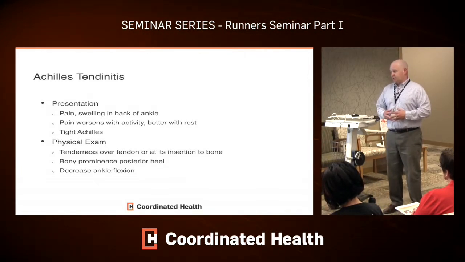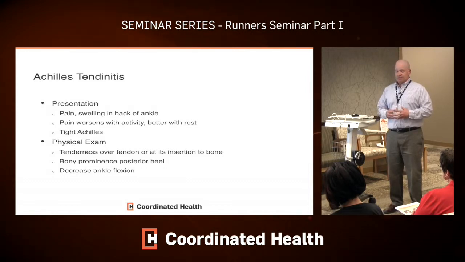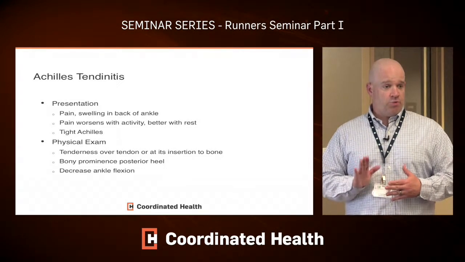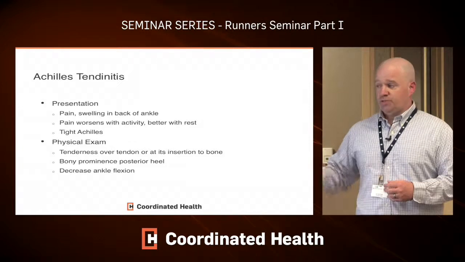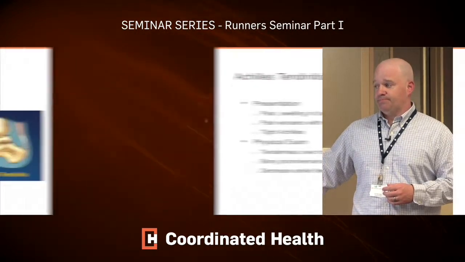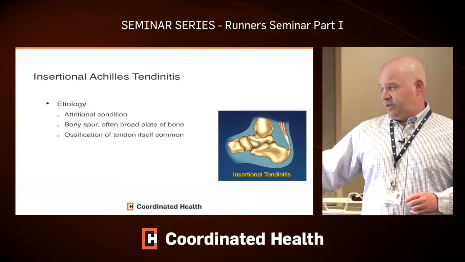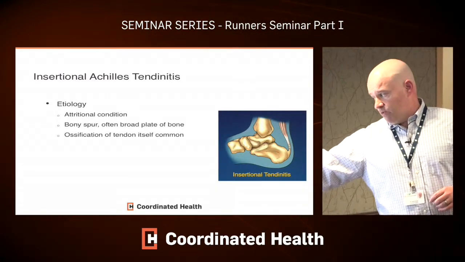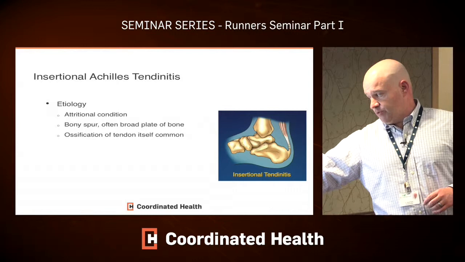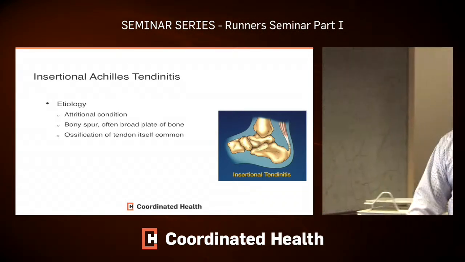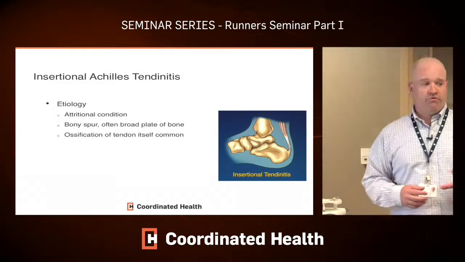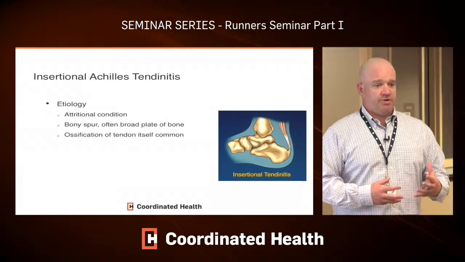Physical exam, there's tenderness over the tendon or at its insertion on the bone. There may be a bony prominence, and decreased ankle flexion upward can contribute to this type of pain. At the insertion point, this is a little bit different than in the tendon itself, but right where it attaches, sometimes you can get a little bony spur. There's oftentimes some calcification in the tendon. This is more indicative of a chronic tendinitis, and that's something you might have had for a while.